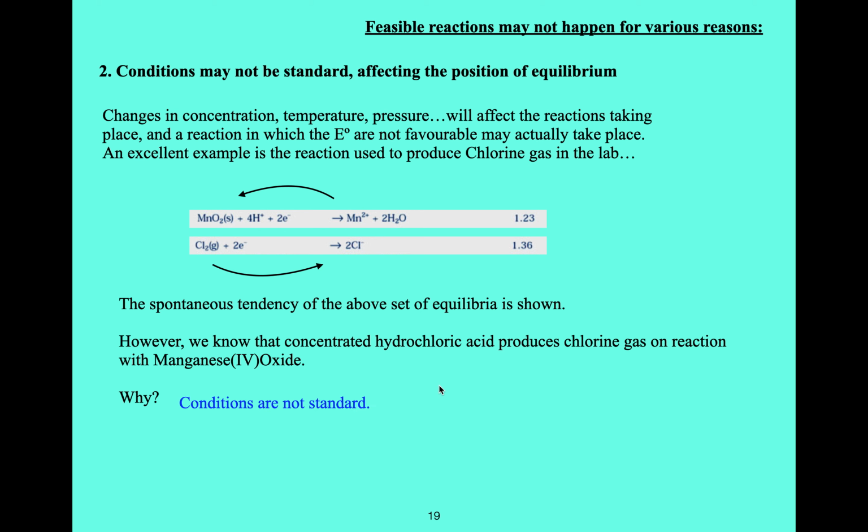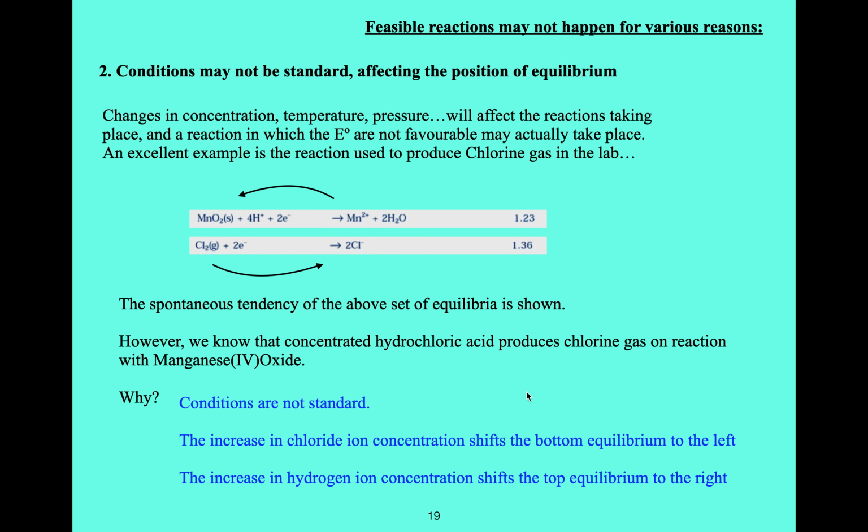So here the conditions aren't standard. The increase in the chloride ion concentration shifts the bottom equilibrium to the left and the top equilibrium to the right. And chlorine gas is produced.